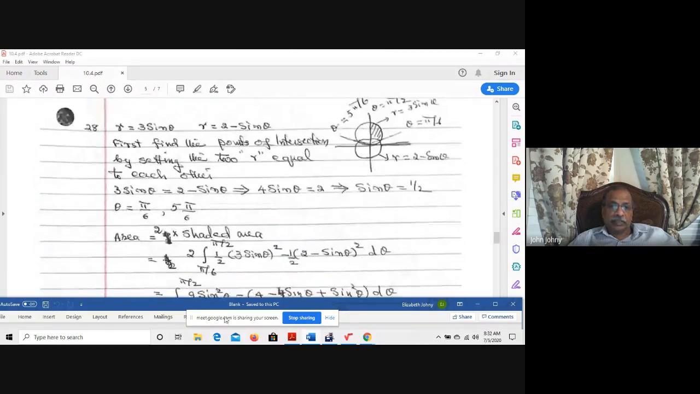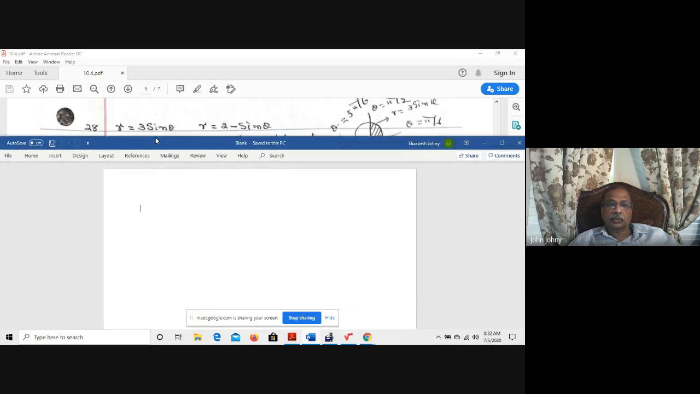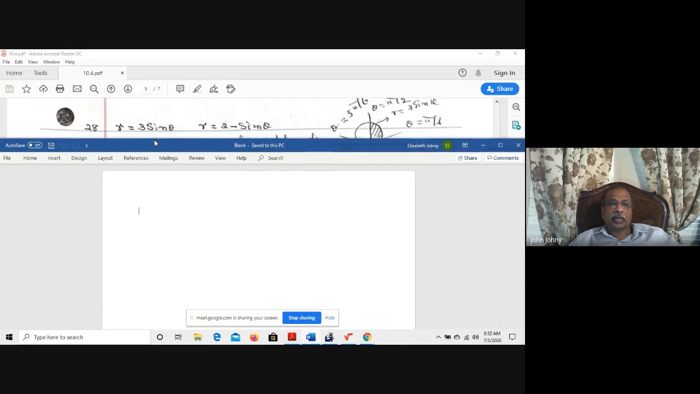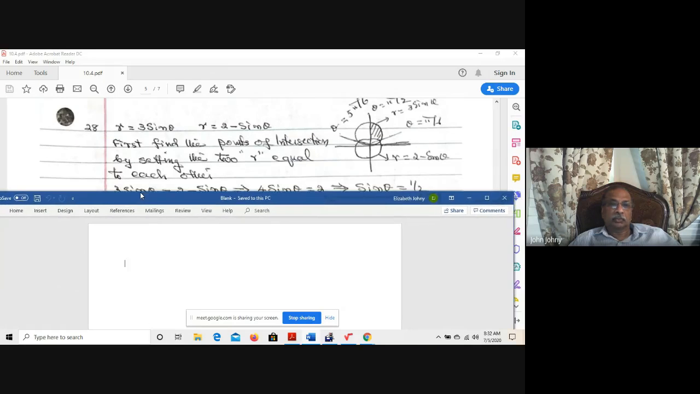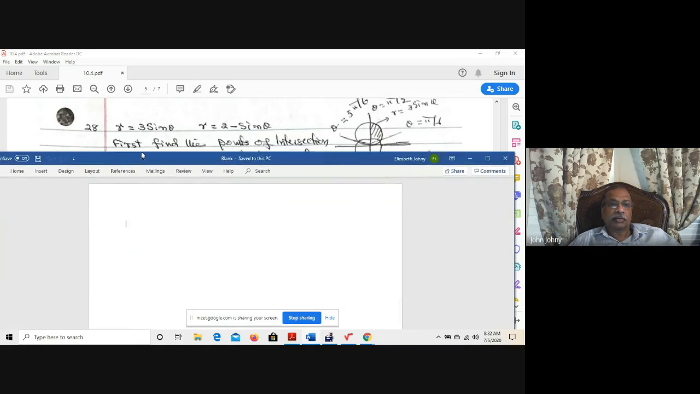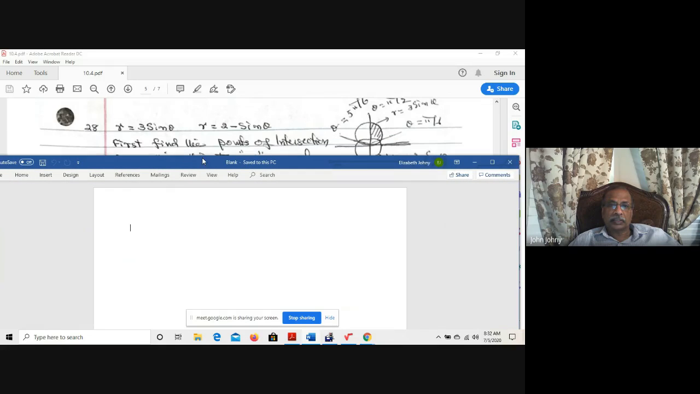Number 28 is a very similar one. Here also algebra is involved. You are asked to find the area between the two curves, the area bounded by the two curves. So let us draw the graph and see.